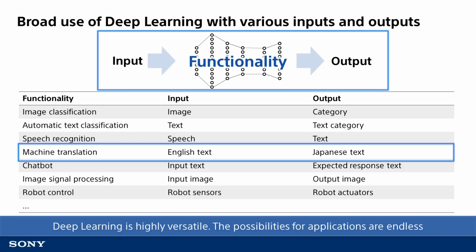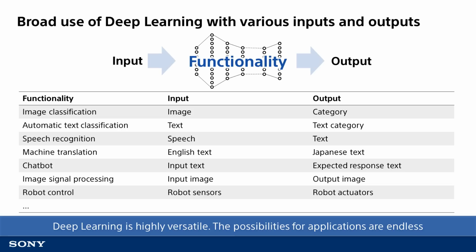With input of English word strings and output of Japanese word strings, we can train the neural network with a large number of translations and obtain a machine translation algorithm. By changing the inputs and outputs, deep learning is highly versatile in creating many different types of functionality. This technology is limited only by your imagination.